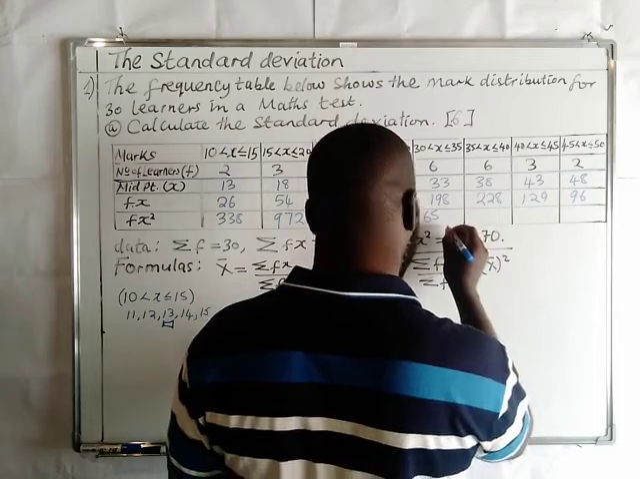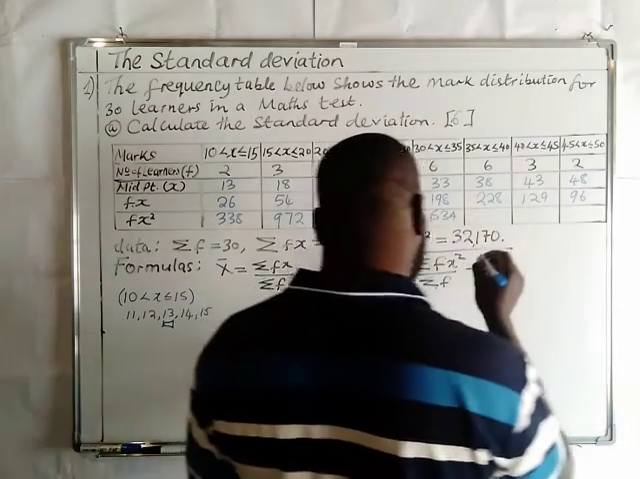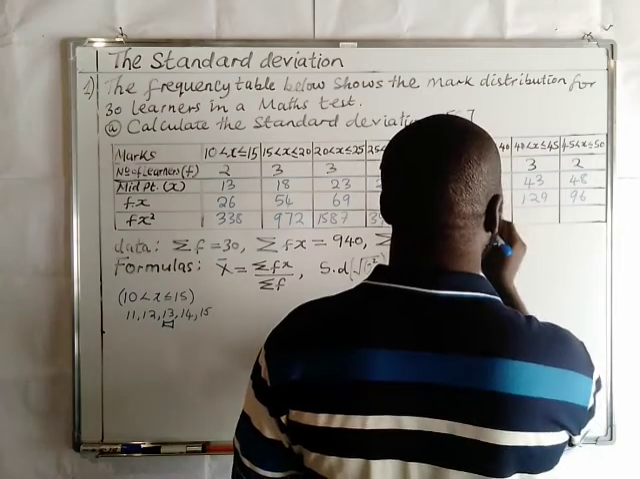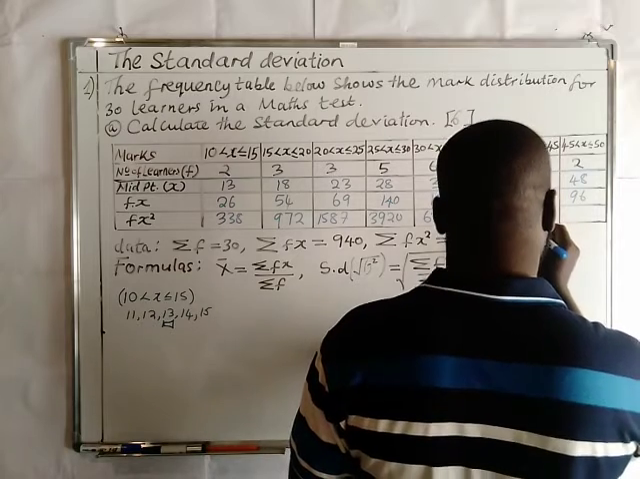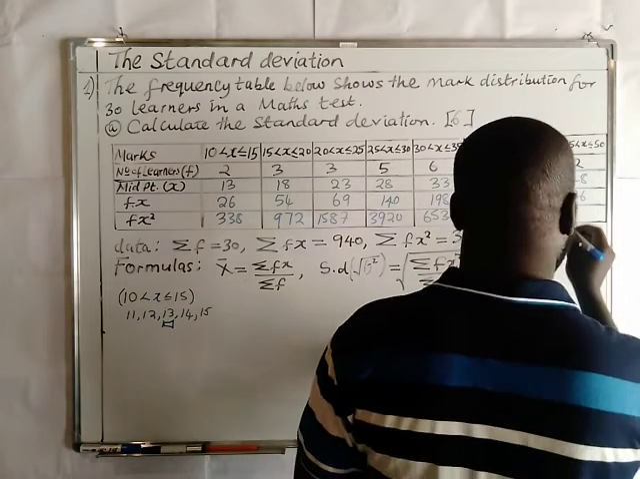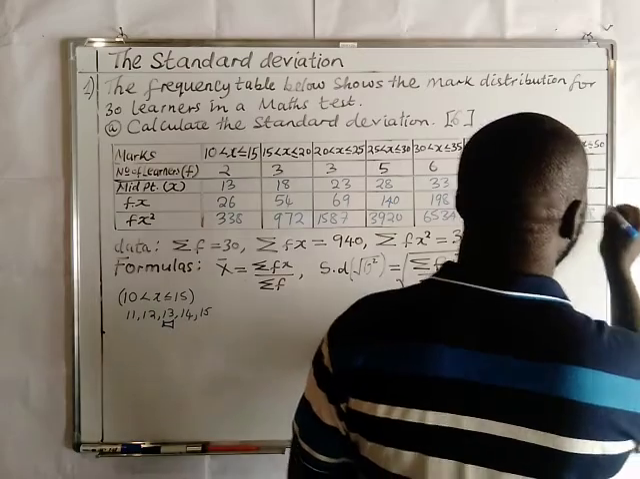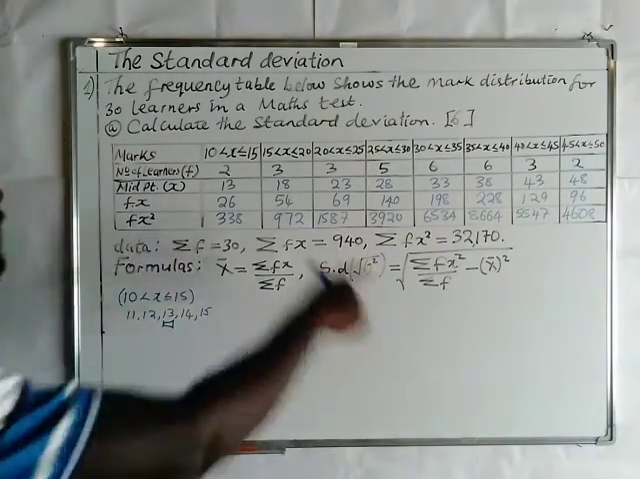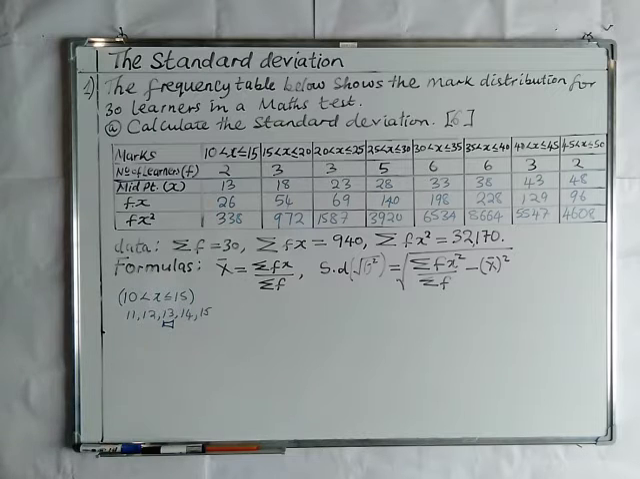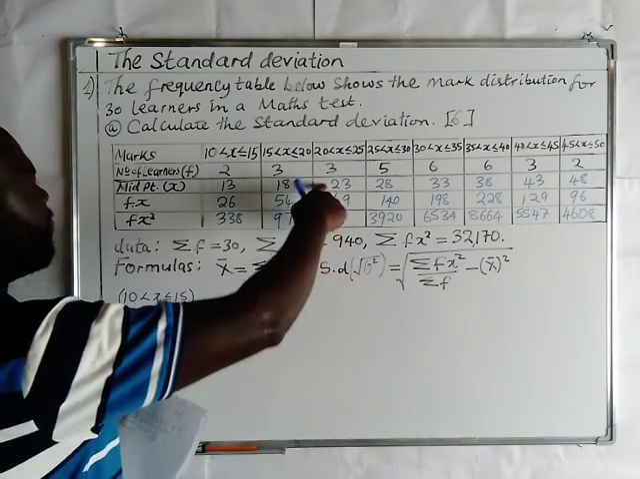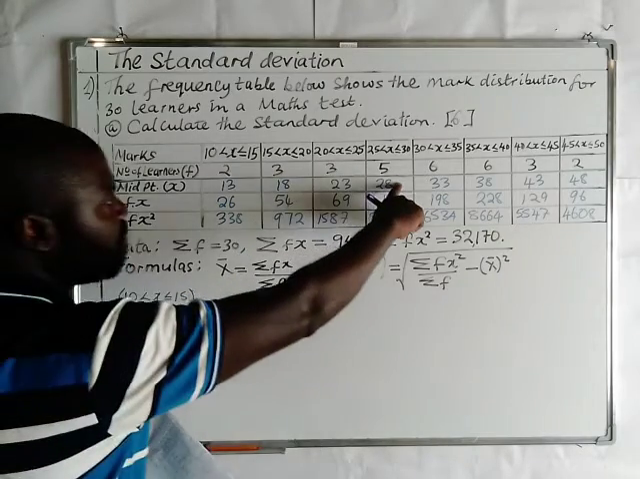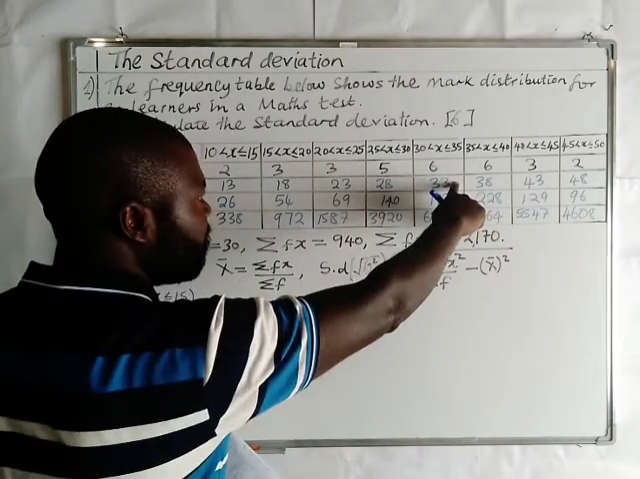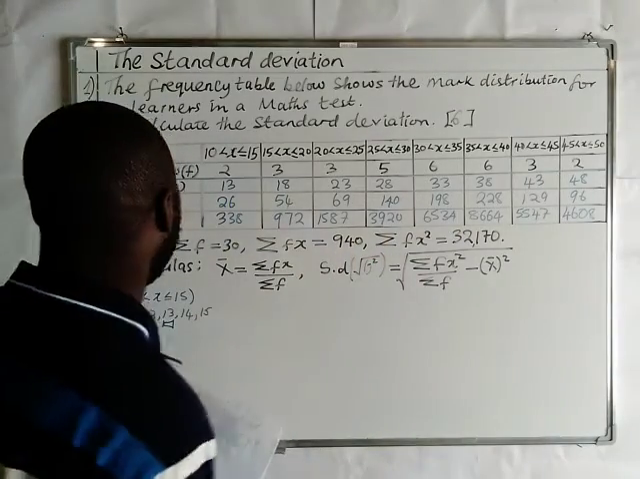and then the remaining values, ending with 4608. Okay, so these are the fx squared values, gotten after squaring the midpoint and then multiplying by the frequency.